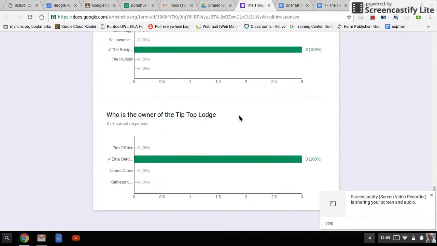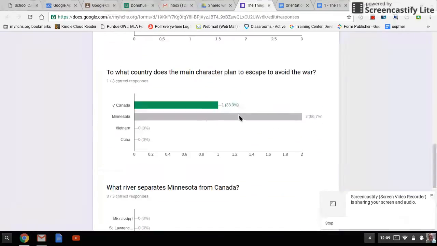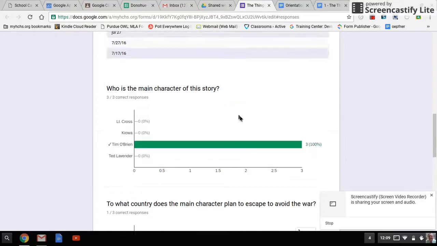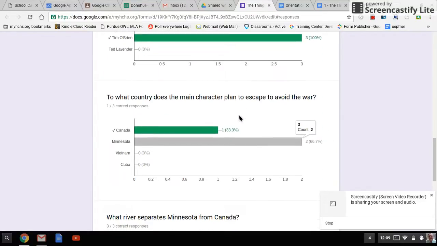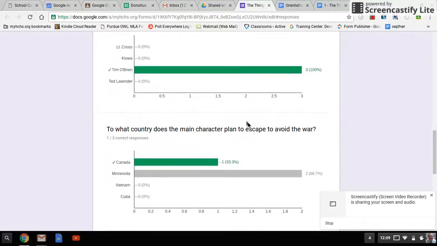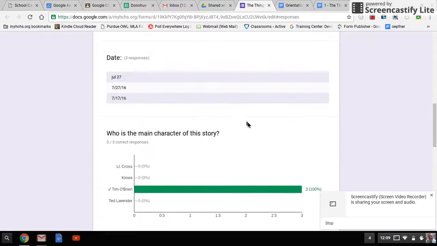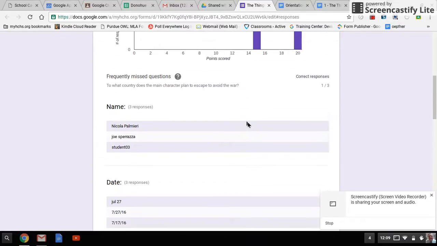So you can, in assessing your quiz, look at some of these assessments and say, why did 2 students put Minnesota as the country and not Canada? Maybe it's a bad question, maybe it's a bad student. That's for you to determine, but this kind of information can help teachers determine what is the best way to ask a question.